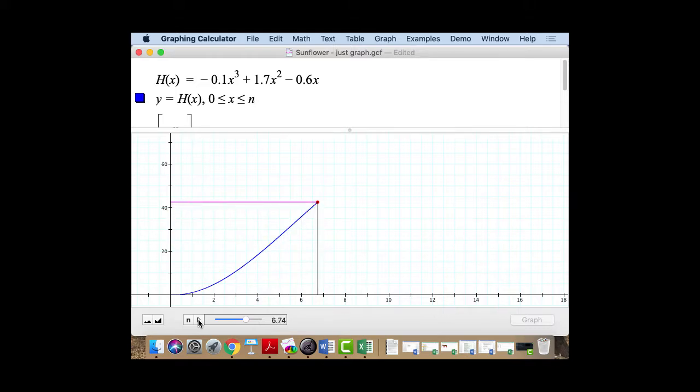But we were talking about constant rate of change, and this is not a constant rate of change sort of linear function here. It's not a linear relationship between x and y overall, between 0 and wherever.